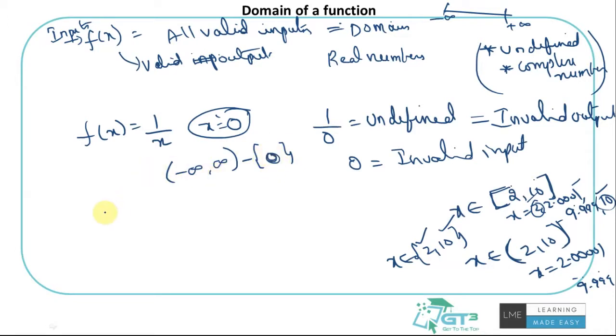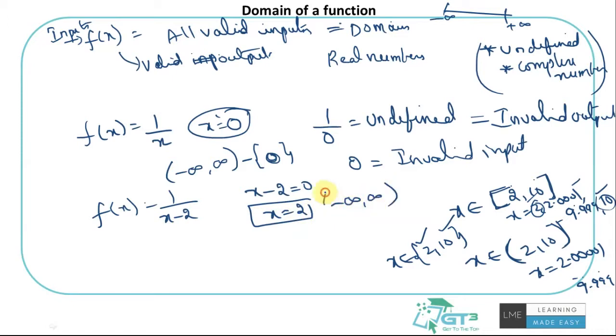A minor tweak to this. Let me say I have f of x as 1 by x minus 2. What will be the domain of this? As long as my denominator is not 0, everything is fine for me. So when will the denominator be 0? When x minus 2 is 0, so x should be 2. When x is 2, the denominator is 0. So everything from minus infinity to infinity is okay for me except 2. Why? Because when it is 2, that will give me 1 by 0, which is an invalid output. That's why 2 cannot be part of my input. This is one standard thing that you need to look for: the denominator should not be 0.